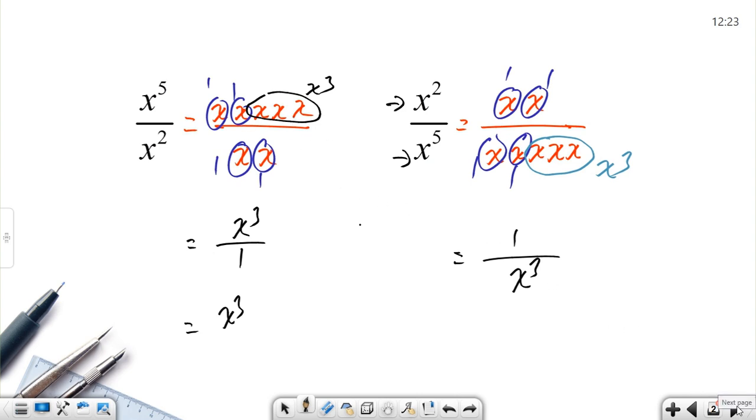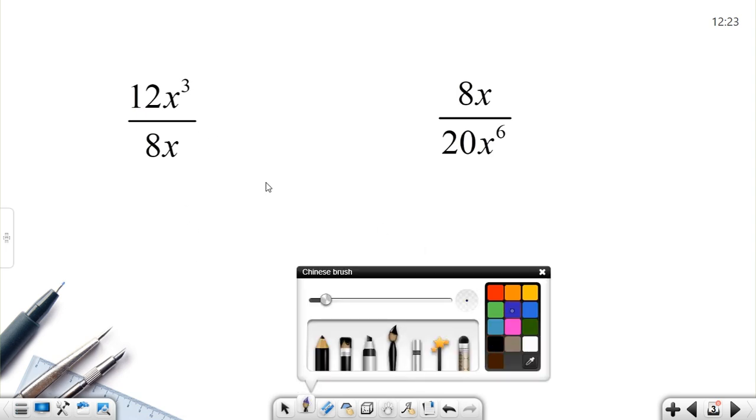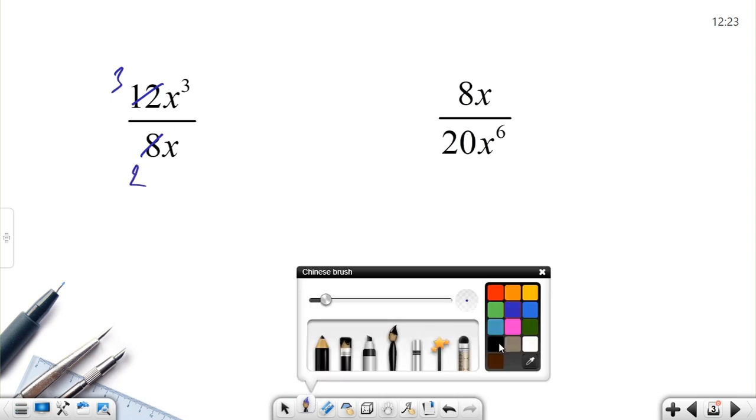Okay. Let's use that information here. But here the coefficients are 12 and 8. 12 over 8 is a fraction. We can write it in a simpler form. 12 divided by 4, 8 divided by 4. We can simplify by 4, both of them are divisible by 4. 12 divided by 4 is 3. 8 divided by 4 is 2. 3 over 2.